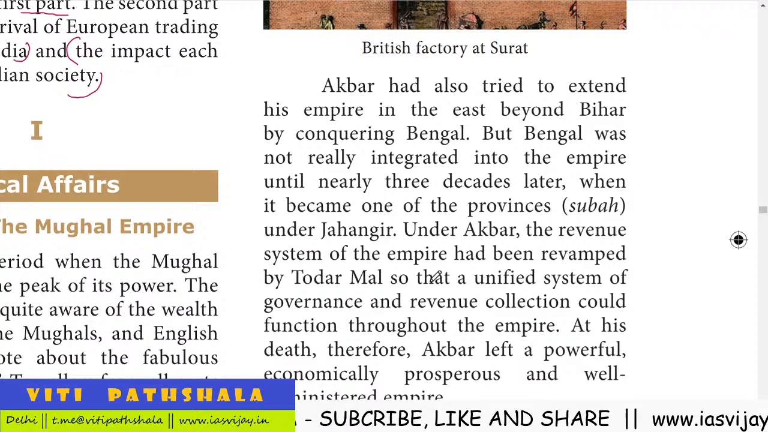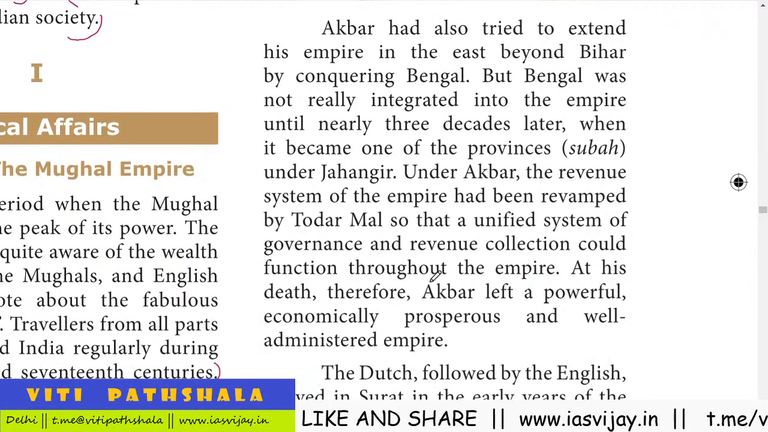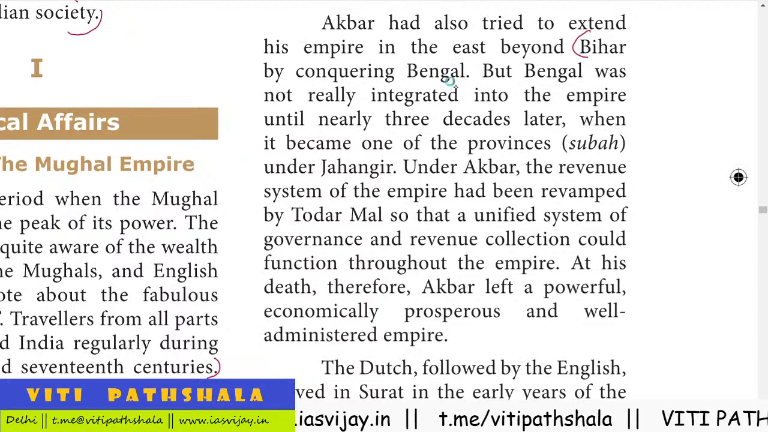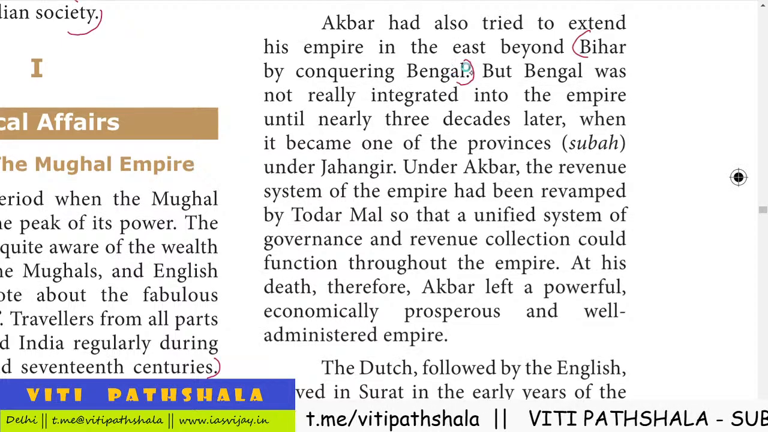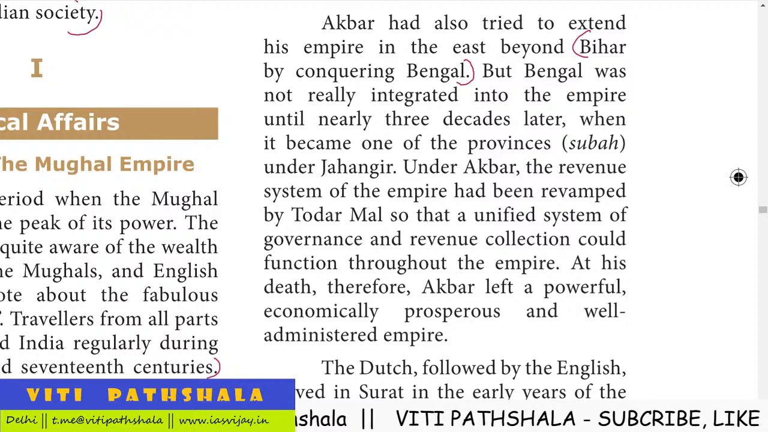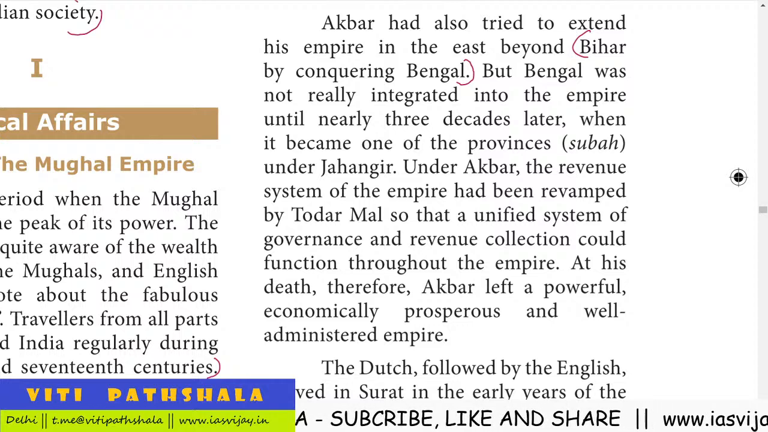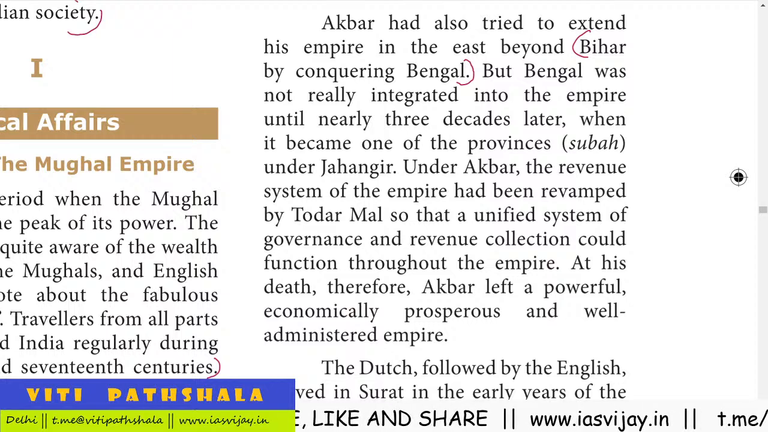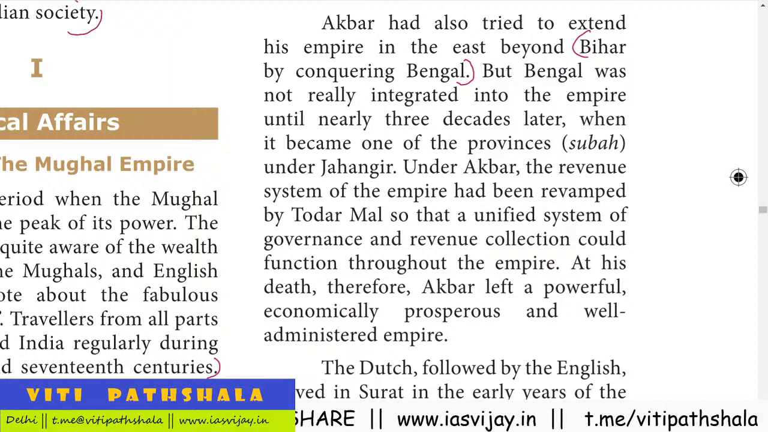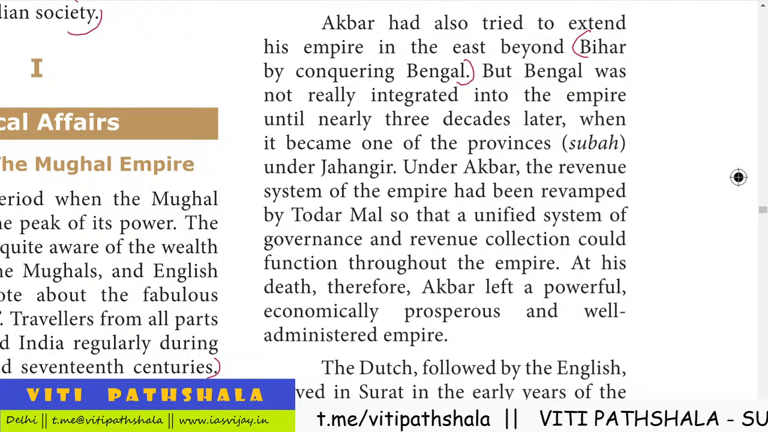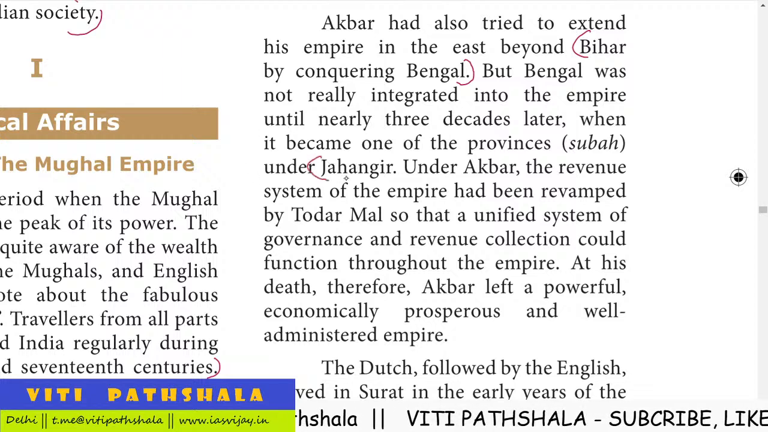Now Akbar had also tried to extend his empire in the east beyond Bihar by conquering Bengal. But Bengal was not really integrated into the empire until nearly three decades later, when it became one of the provinces, the subah, under Jahangir.